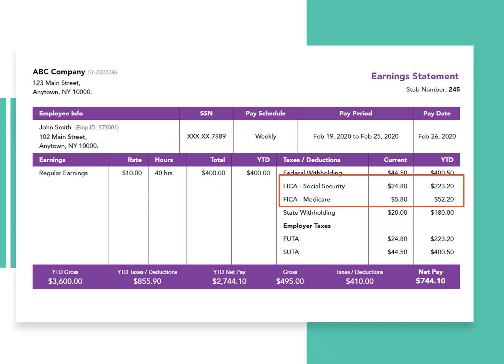Unlike Social Security FICA taxes, all wages are subject to Medicare FICA taxes, and high wage earners may be subject to an additional Medicare tax. Medicare taxes go to medical coverage for seniors age 65 or older and disabled individuals.